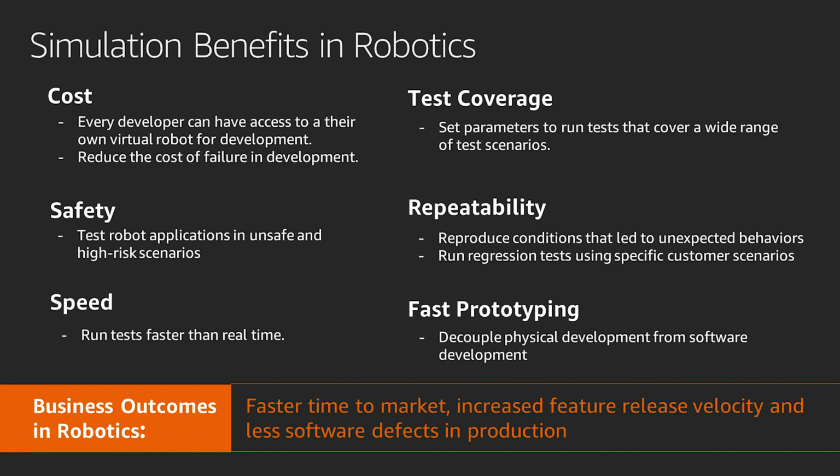Finally, teams can use simulation to decouple development workflows, enabling various teams from front-end UI/UX application developers, robot software application developers, and engineering teams working on the physical robots to work independently and in parallel. When robotics companies use simulation early in their development cycle, they typically have a faster time to market, an increased feature release velocity, and introduce less software defects during code iterations and in production. Today we'll talk about how AWS RoboMaker can make it easy for your company to get started with simulations.